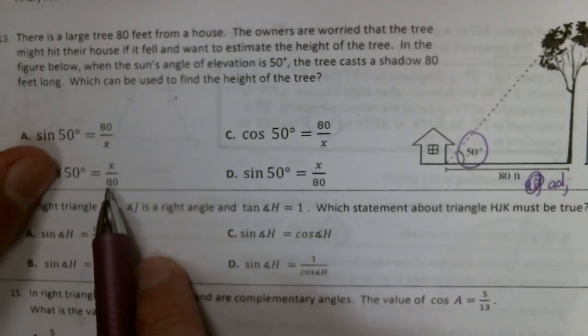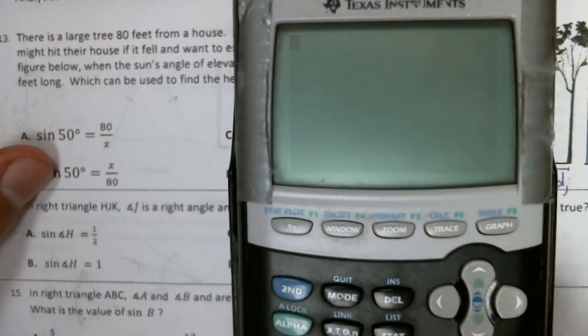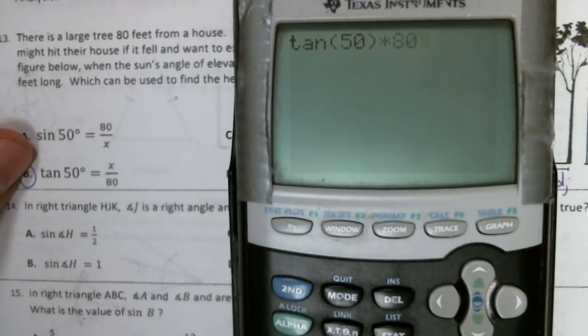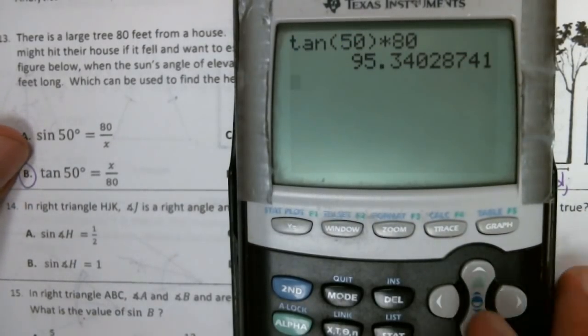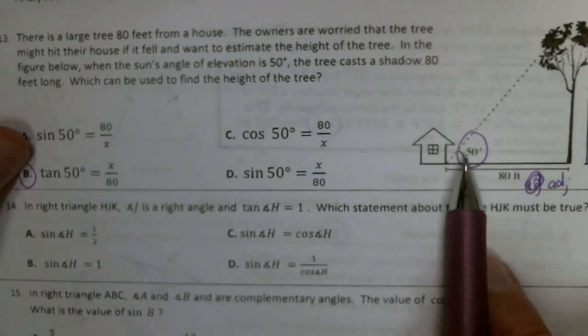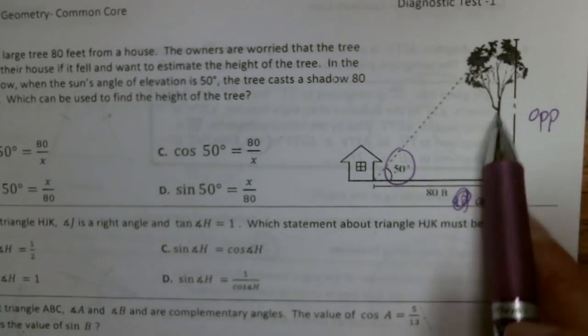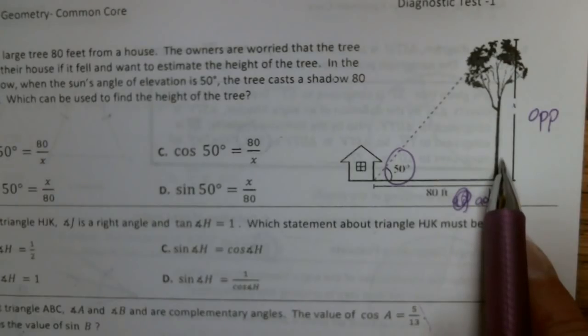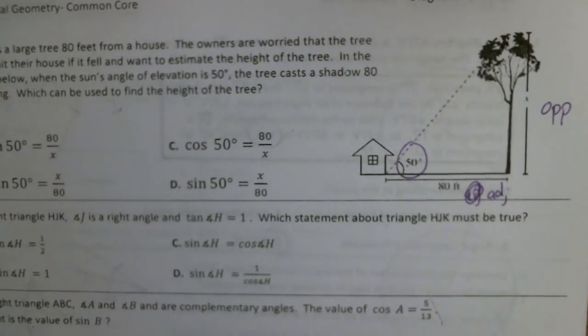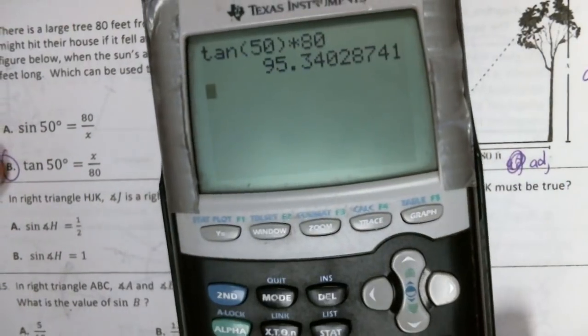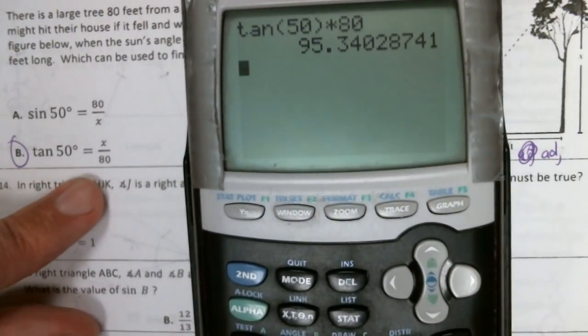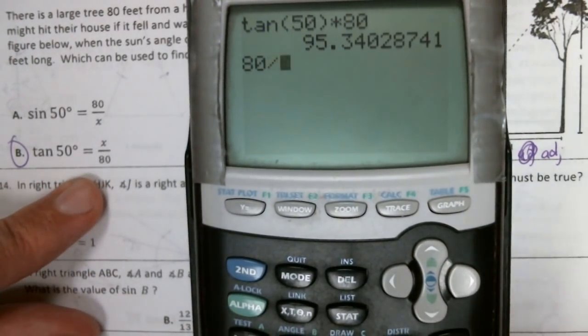When the variable's on top, you multiply these two guys. So I'm just going to multiply tangent of 50 times 80, and I get 95. Would that make sense for a 50-degree angle? If this is 80 feet, would you buy that the tree is 95 feet? Yeah, I'd buy that. What if you had gotten these mixed up? Instead of multiplying, you divided? What if you did 80 divided by the tangent of 50?